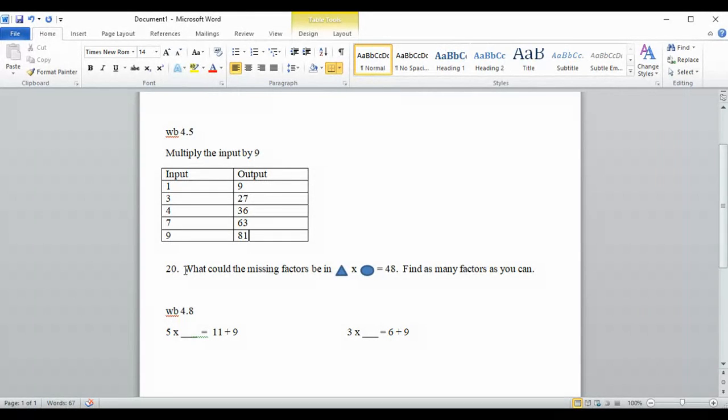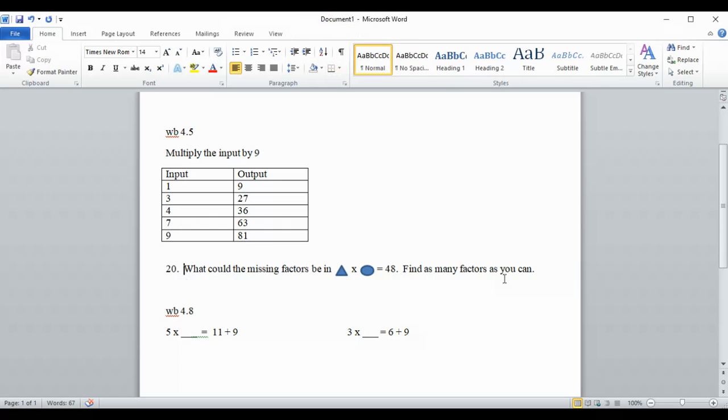Then at the bottom of that page, you have another problem that, excuse me, I don't think is that difficult, but I want to review some vocabulary with you, and then I think the directions are confusing. So I'll go over those directions. So it asks, what could be the missing factors in triangle times circle, which basically means blank times blank equals 48. Now remember, or maybe you don't remember.